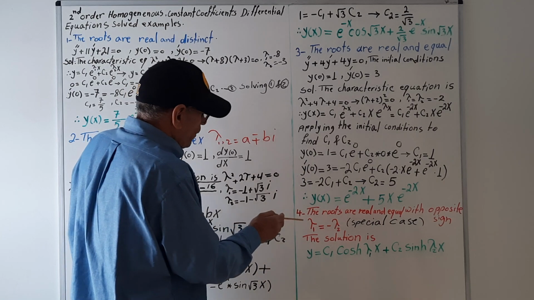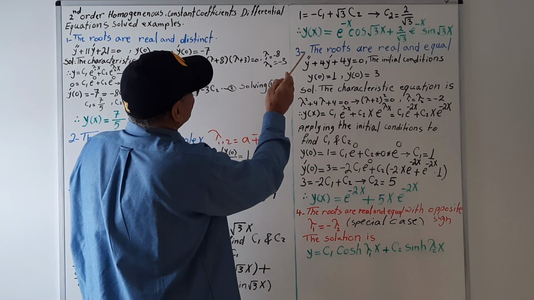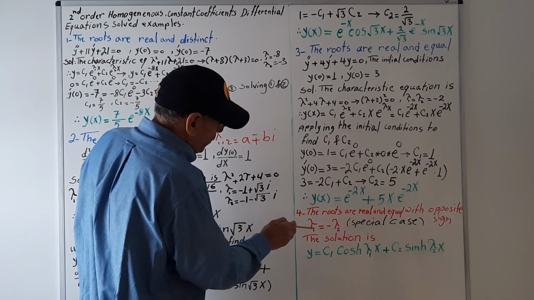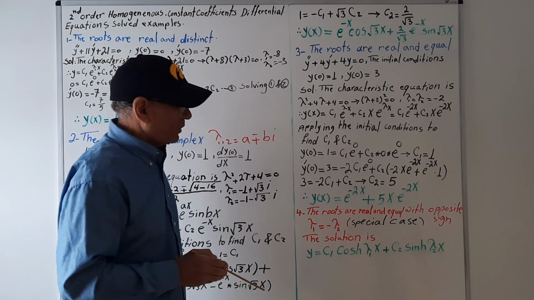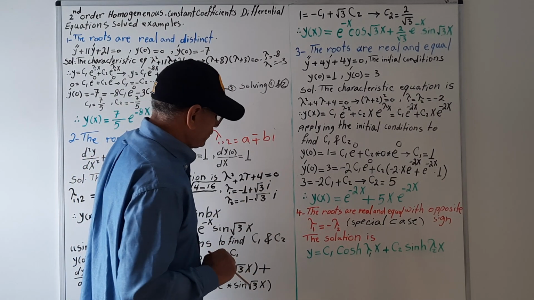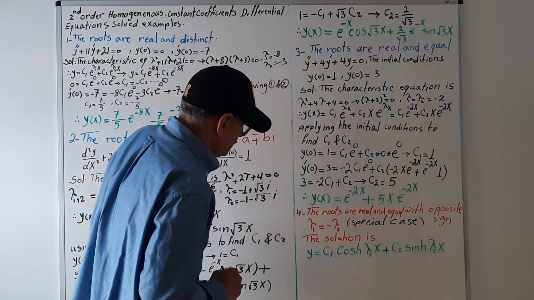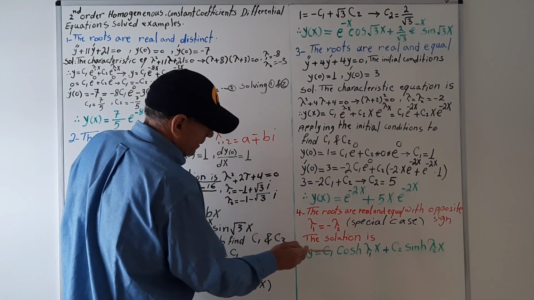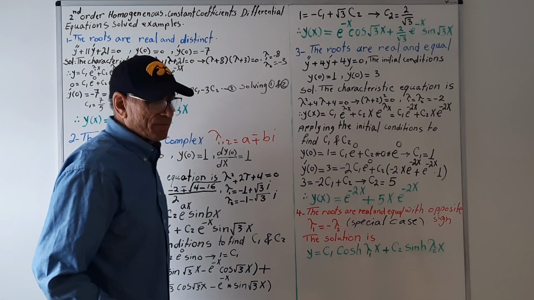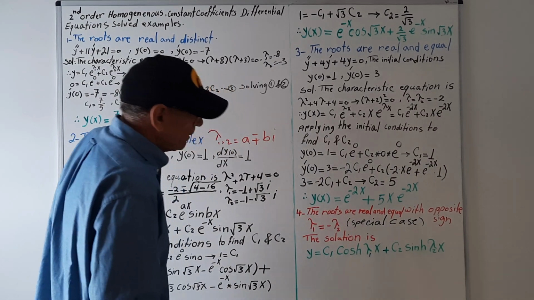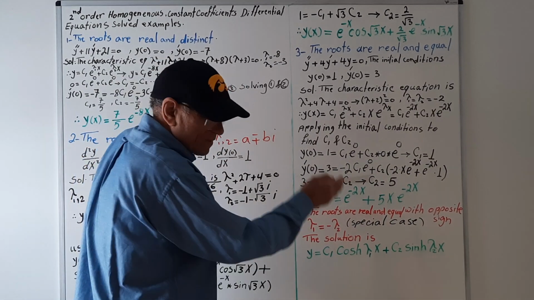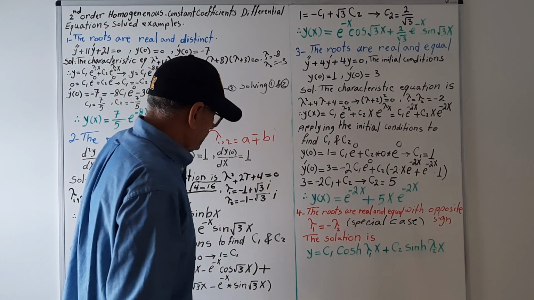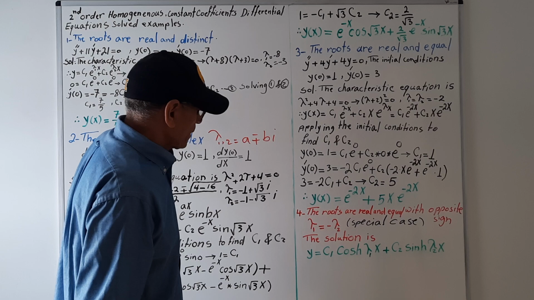We have a special case of the third case, which says if lambda 1 equal minus lambda 2, they are equal but opposite in sign, the solution will be like this. Hyperbolic function. Again, we find C1 and C2 from any given initial conditions.